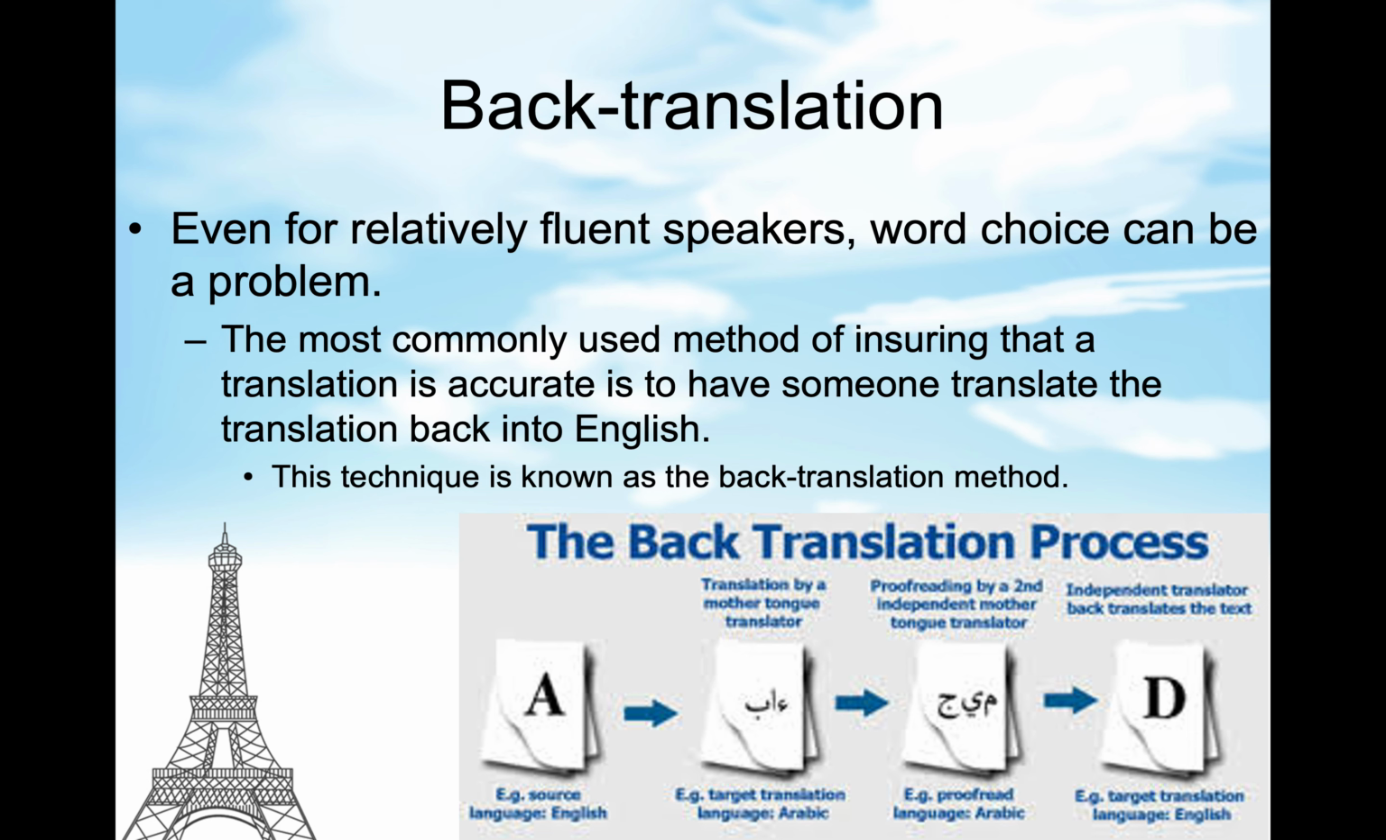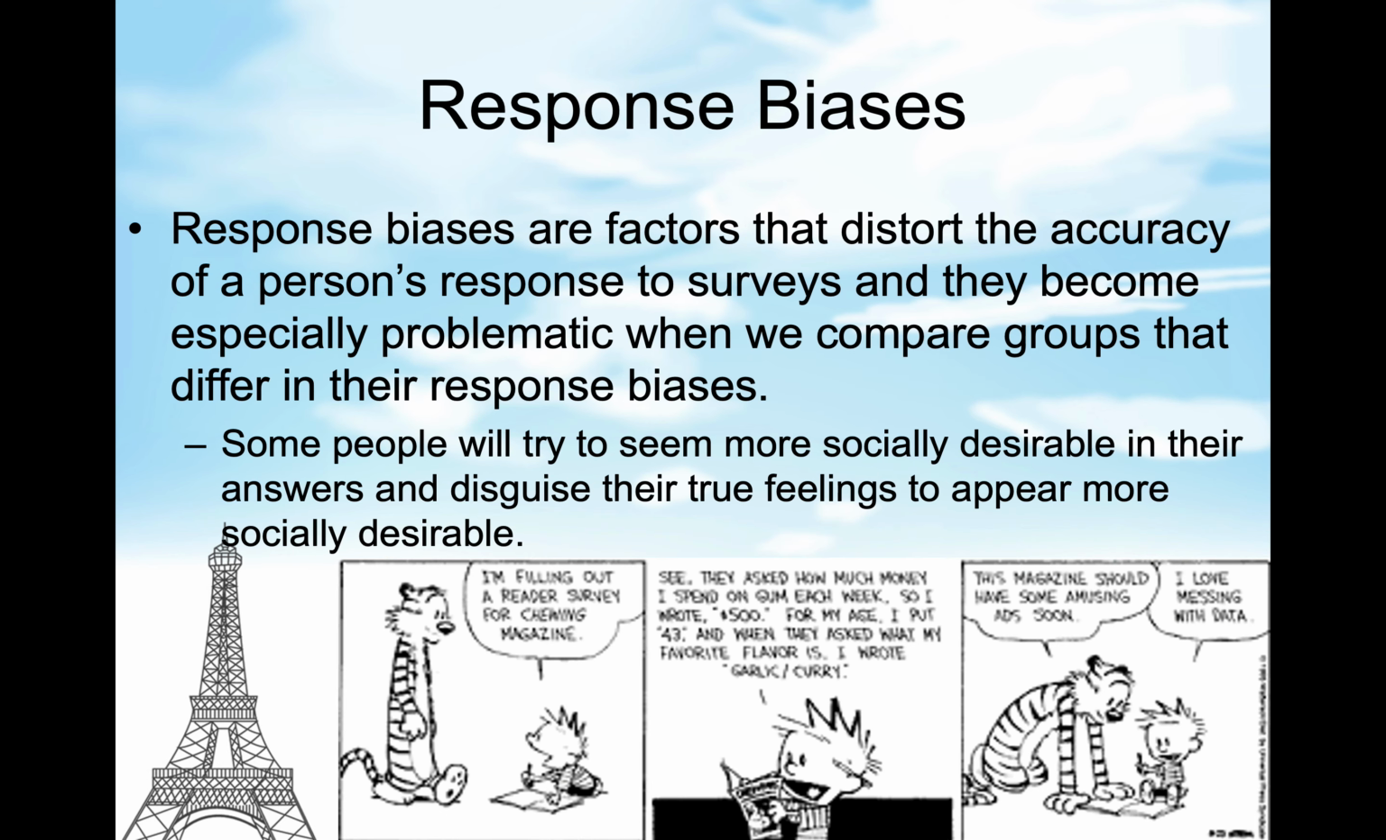The most commonly used method of ensuring that a translation is accurate is to have someone translate the translation back into English. This technique is known as the back translation method. Response biases are factors that distort the accuracy of a person's response to surveys, and they become especially problematic when we compare groups that differ in their response biases.